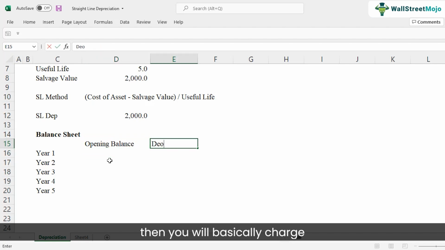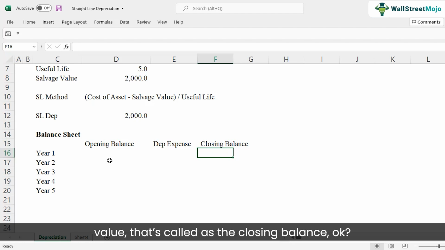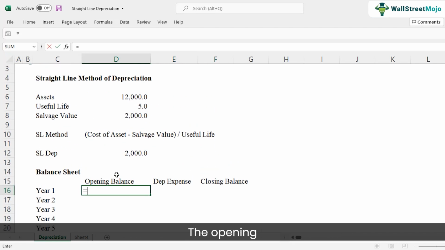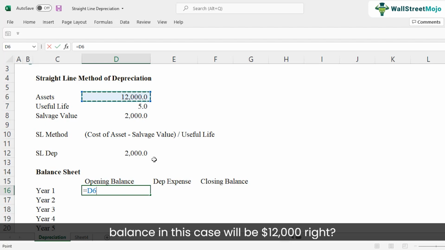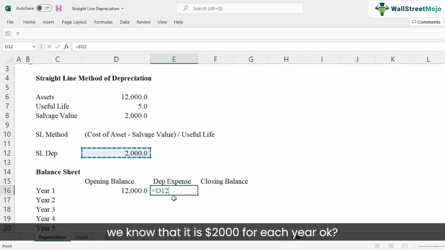Then you will charge the depreciation expense during the year. And then there will be the closing balance. What is the closing balance? At the end of the year, after you have used that asset, whatever the asset amount is in terms of book value, that's called the closing balance. So, what's the opening balance in year 1? The opening balance in this case will be $12,000. Now, what's the depreciation expense because of straight line? We know that it is $2,000 for each year.